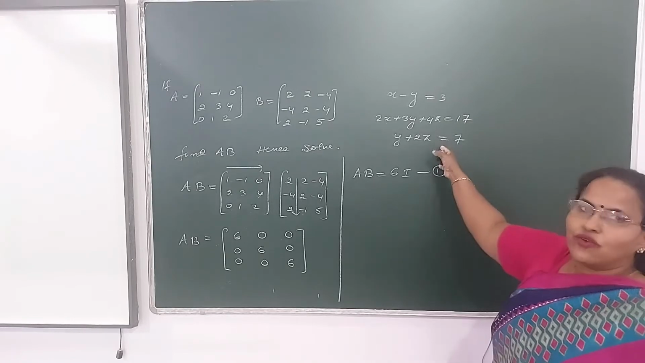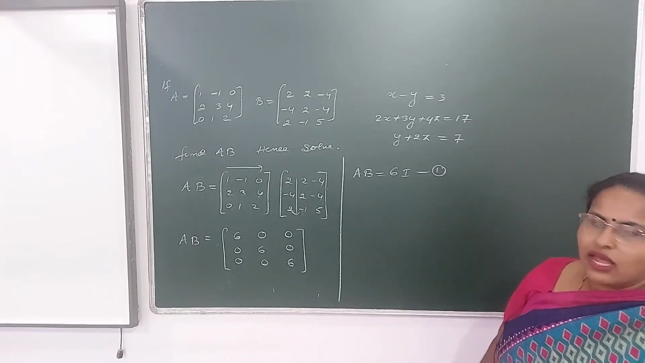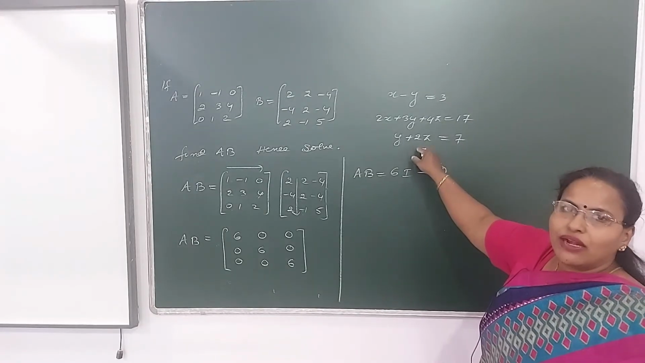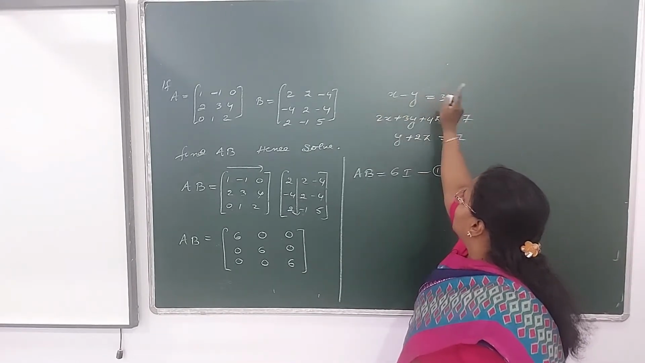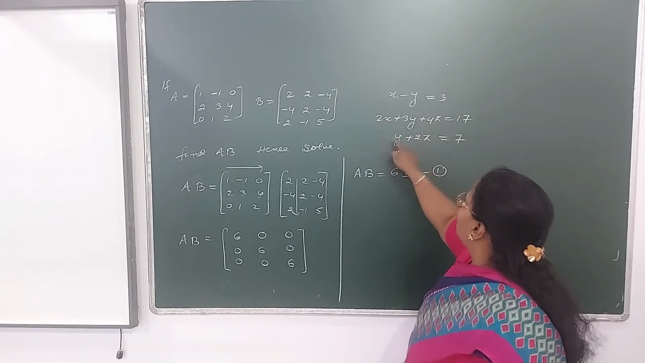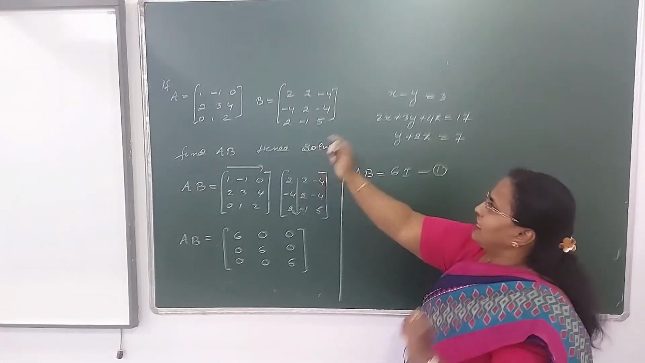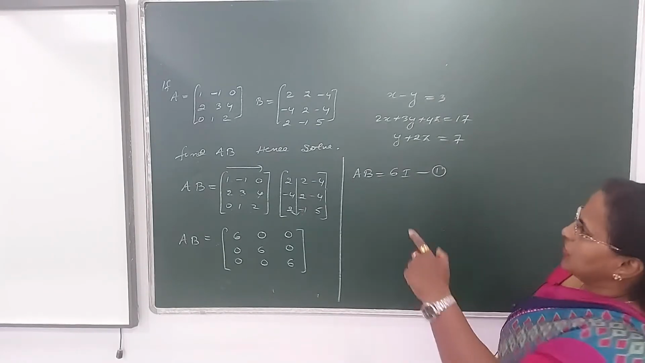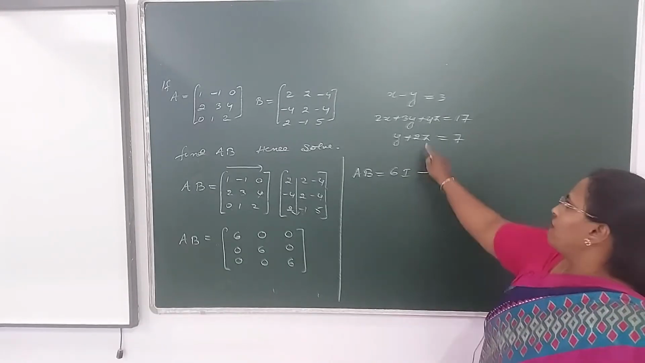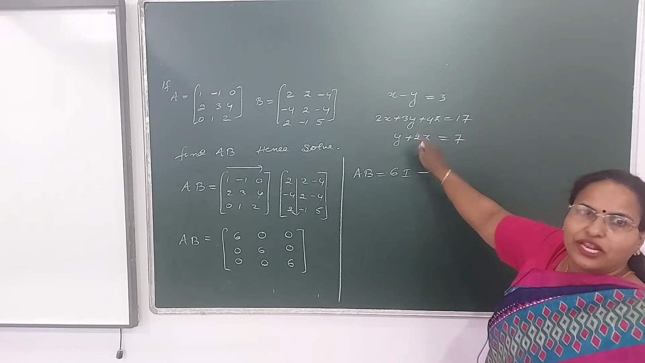You will write down the equation in the form of a matrix. And what is the square matrix obtained here? See the square matrix, the coefficient matrix: 1 minus 1 0, 2 3 4, 0 1 2. Now let us identify out of the two matrices which one is matching. So here you see the A matrix is matching the matrix which will be obtained here.